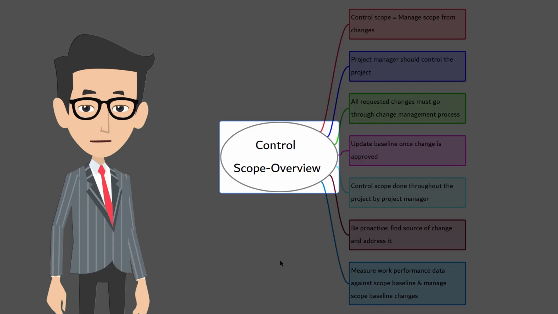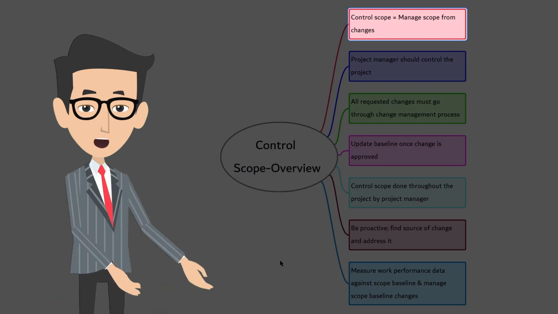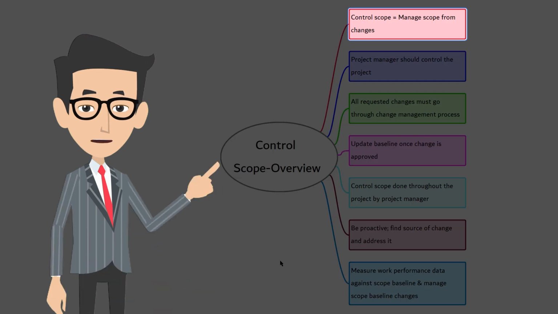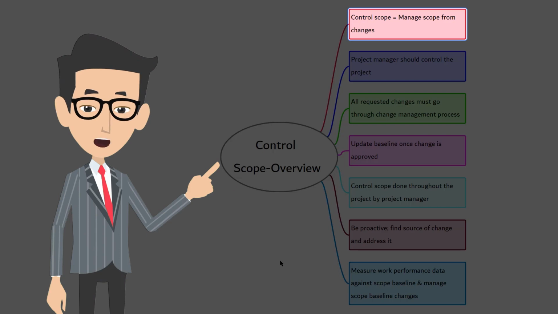The next process is control scope. Control scope is all about managing the project scope from changes. What do I mean by managing scope against changes? Of course, changes are inevitable. Most often, a project goes for a change from its initial scope. This is because every stakeholder wants their requirements to be part of the project.